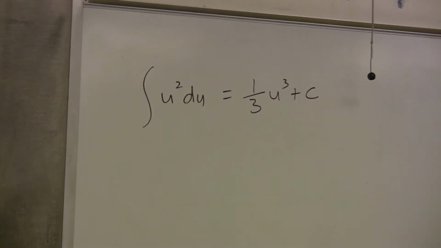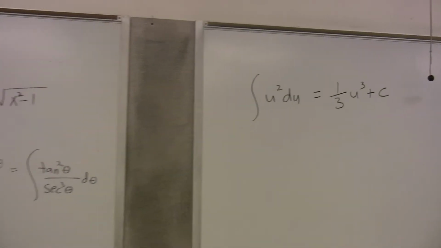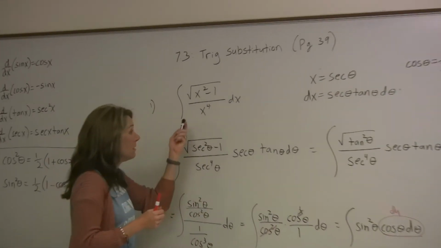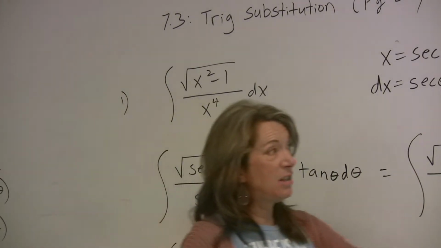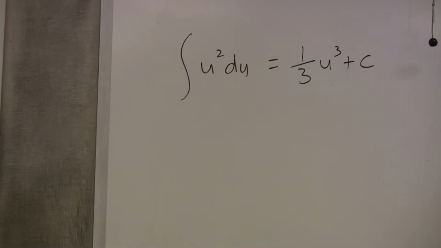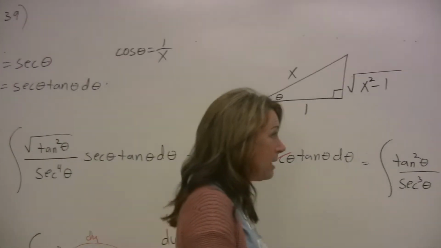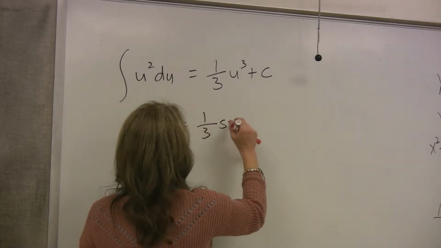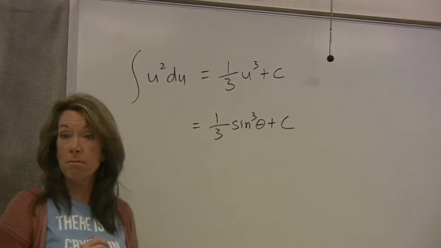Am I done? No. Plug sine back in. I have to put sine back in, then I eventually have to go back to x's. Remember, the problem started with x's. We changed them to thetas, and then we changed it to u's. So now we have to go back to thetas and then back into x's. We can do it, and we're not going to cry. So we're going to put the sine back in there. We agree that's 1/3 sine cubed theta plus c.